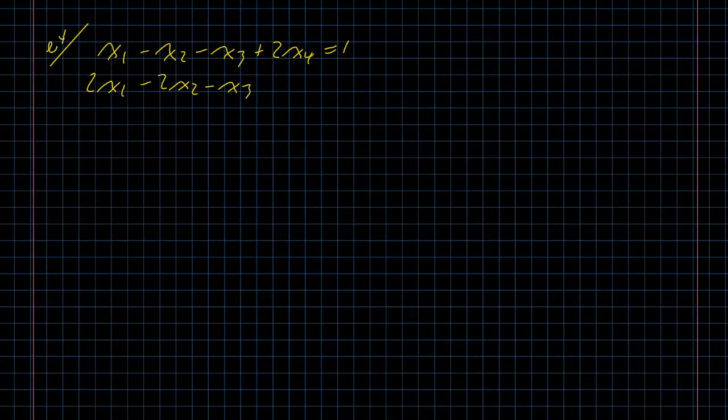Let's take a look at one more example here. Here I have a system of three equations in four variables. x1 minus x2 minus x3 plus 2x4 equals 1. 2x1 minus 2x2 minus x3 plus 3x4 equals 3, minus x1 plus x2 minus x3 equals -3.